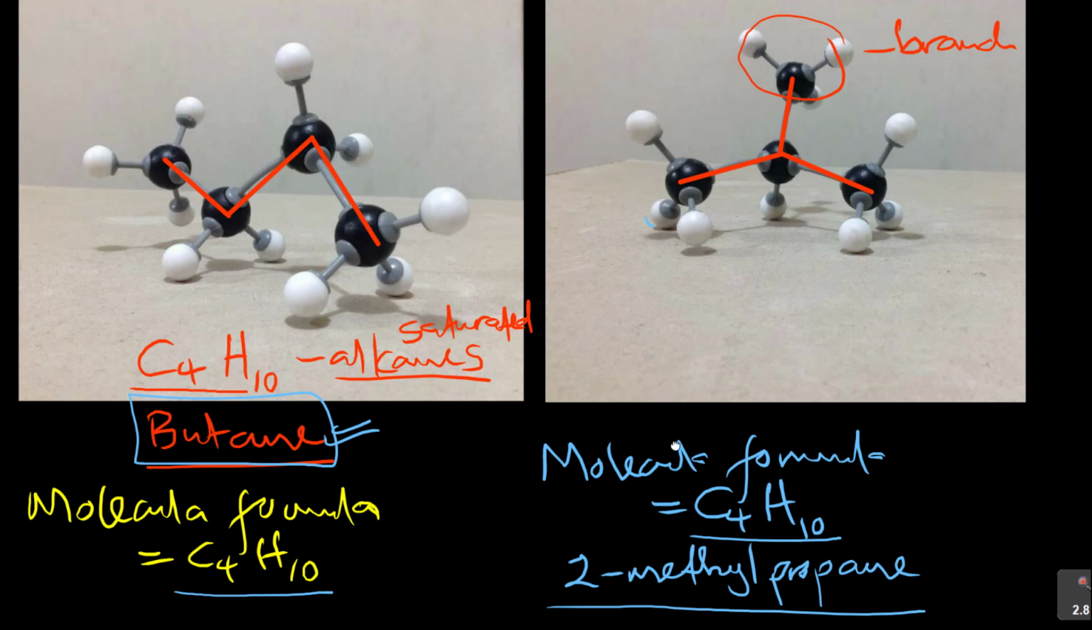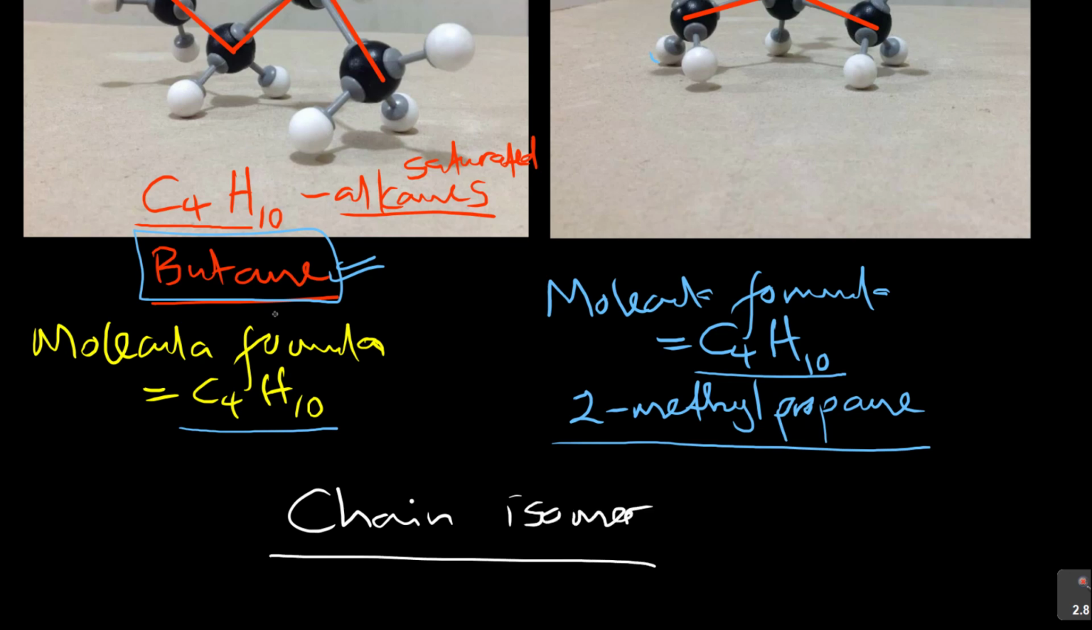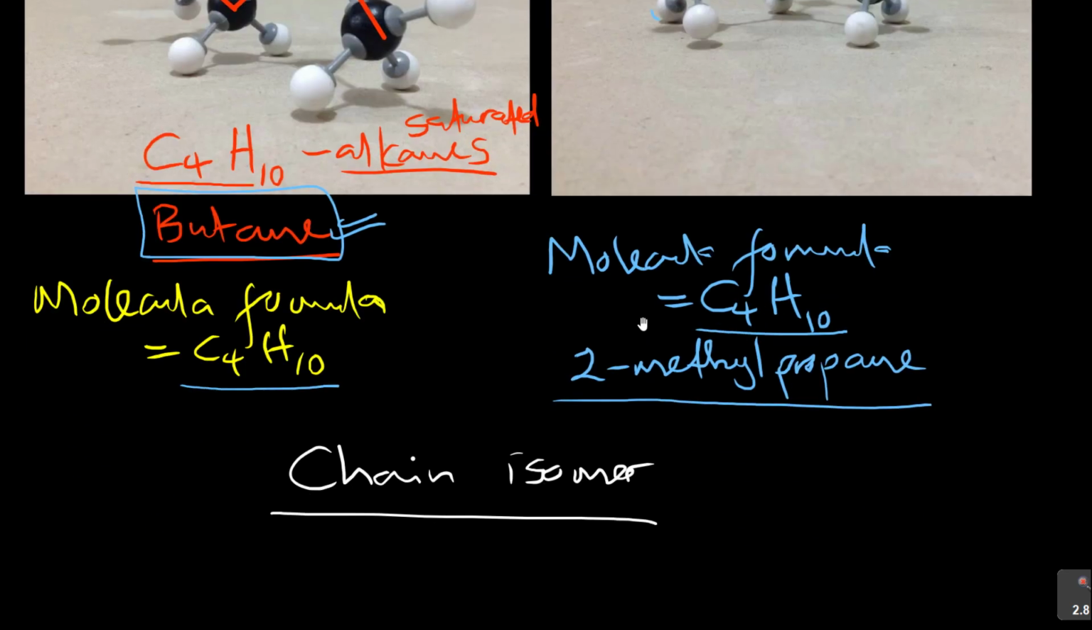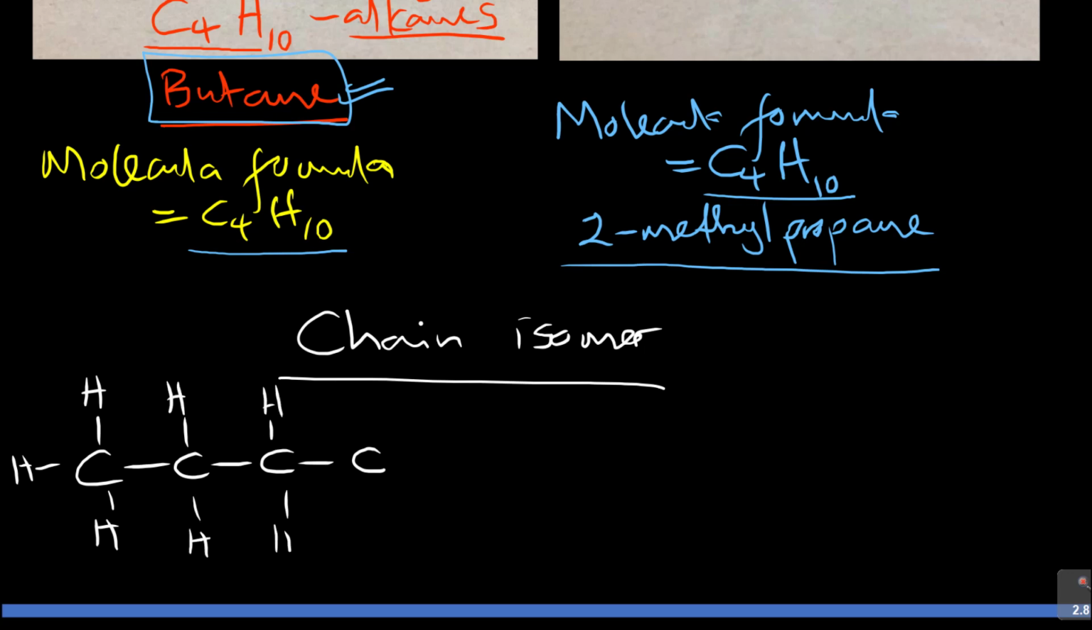And what type of an isomer is this one? We call this molecule a chain isomer. Now why is it called a chain isomer? It is called a chain isomer because the chain is different. This one has got what? If I'm to draw it here, the first one, it is having 1, 2, 3, 4. So you've got this. That's the first one, the chain. Alright, and that's our butane.